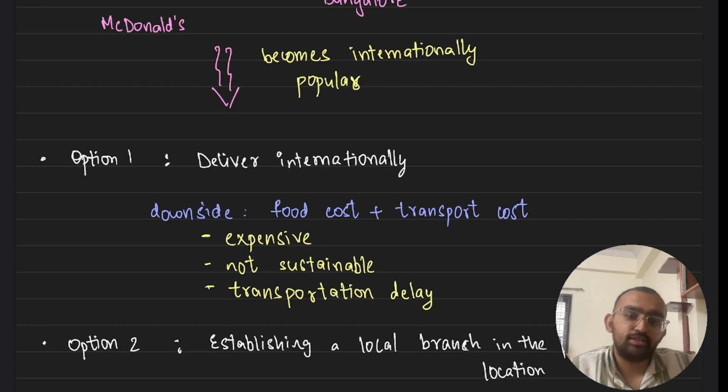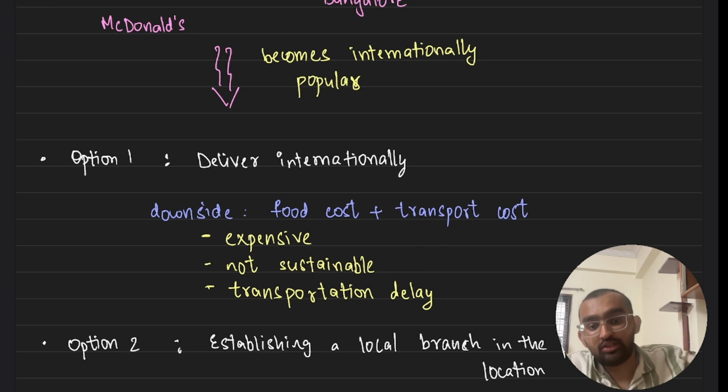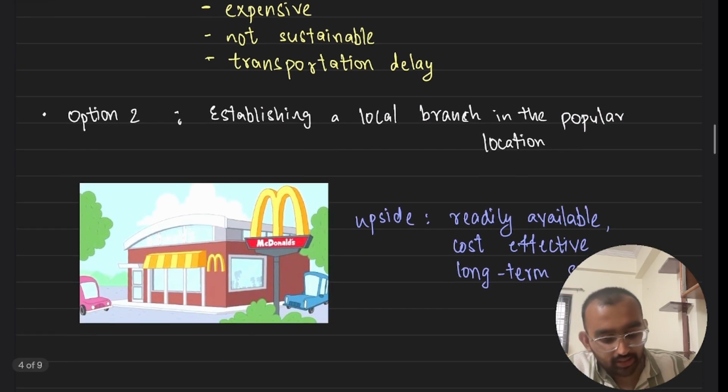What are the downsides? If you're delivering the food internationally, first of all, your food cost is going to bump up as well as the transport cost. So the customers would have to pay both the food cost and the transport cost, which is very expensive and definitely not sustainable. And if you're transporting it from India to say New York, it's going to have a lot of transportation delay as well. So the user would be receiving food maybe after a week, which doesn't make sense, right?